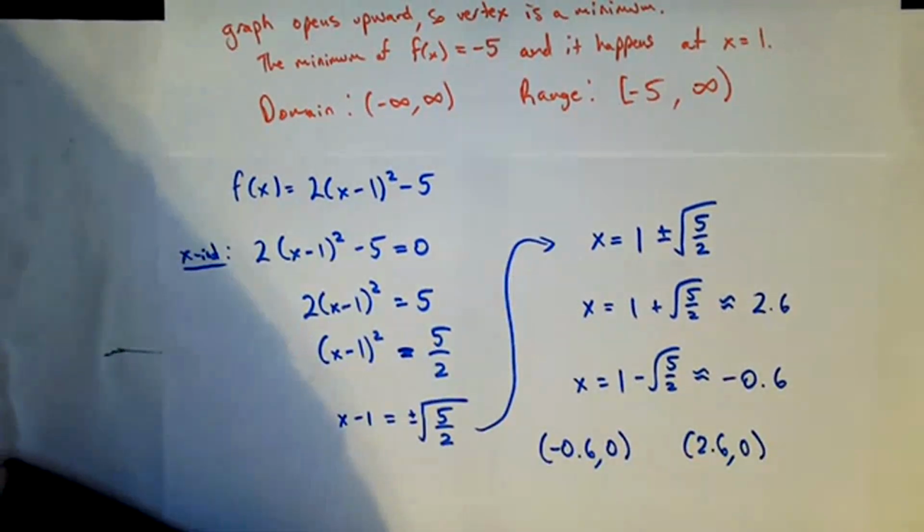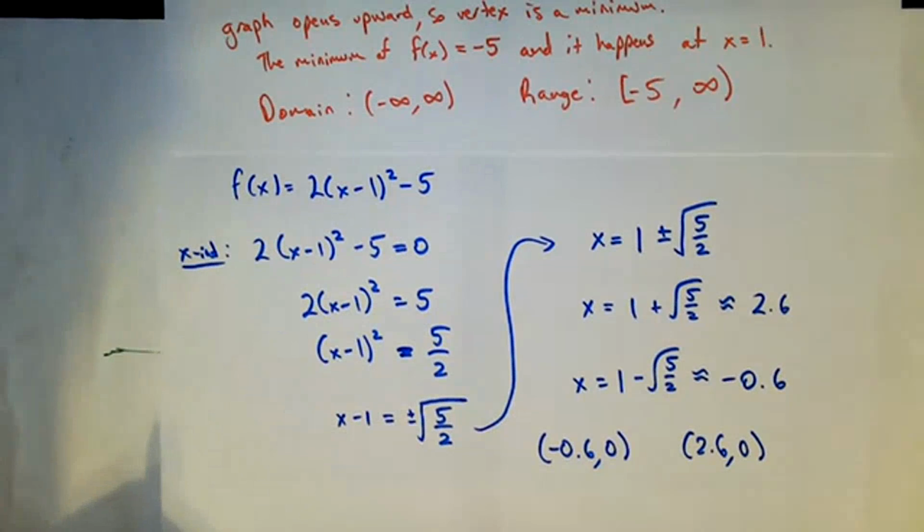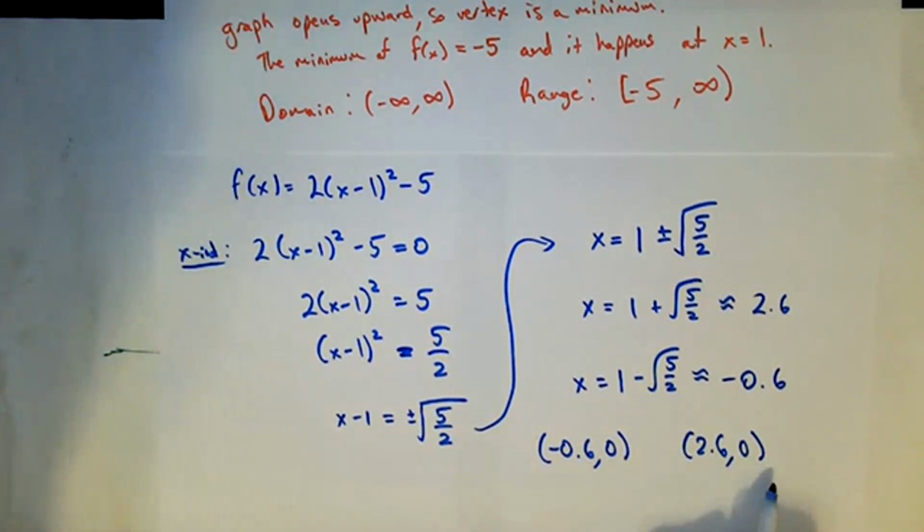And then in the WebAssign, they ask you to put the so-called smaller value in the top box and the larger value in the second box for the x-intercept. So you would put this one first in this problem and then this one.